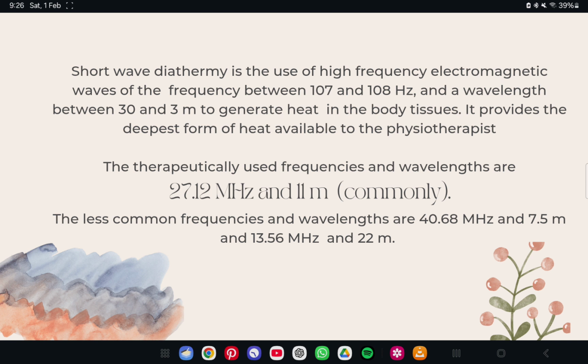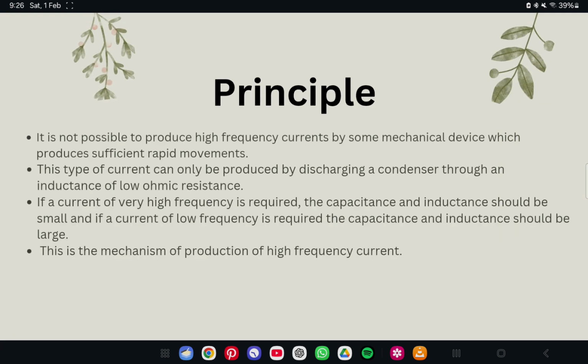create therapeutic effects. The basic principle of producing a high frequency current is by discharging a condenser, that is a capacitor, through an inductance of low ohmic resistance. We will understand this through a diagram. Then this capacitor and inductor are in inverse relationship with the current produced.